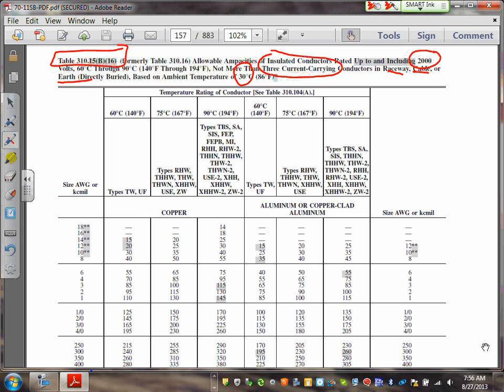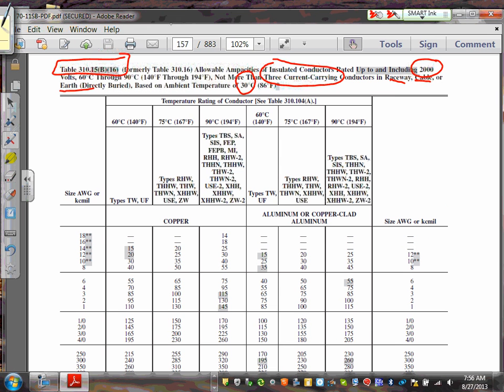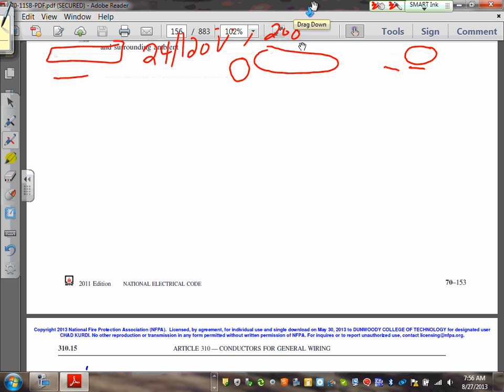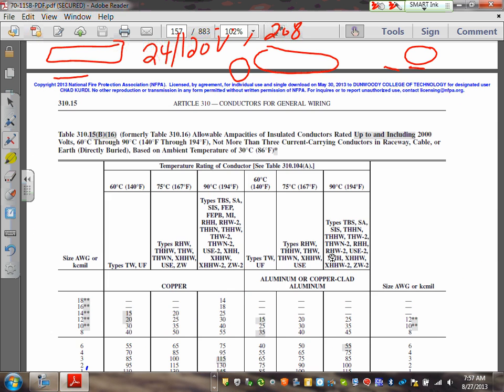Did you guys hear me? All the voltages are covered here. So I'm going to write here, it will be used, let's go down a little bit here. 240/120 volt. It will be used 208/120. That's a problem when you start messing around with it. There you go.